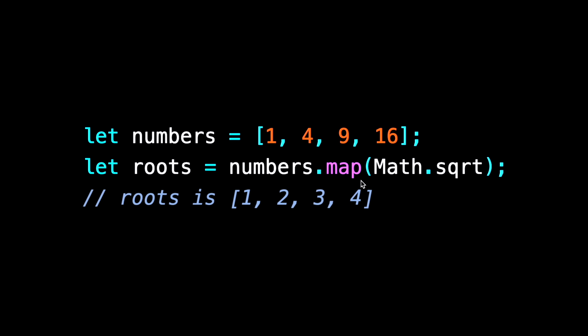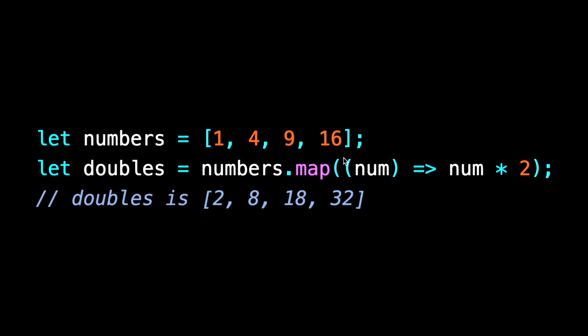The map method creates a new array with the results of calling a provided function on every element in the calling array. In this case, we are going to get the square root of every number in the array. So root is now 1, 2, 3, 4. You can also use a map with a function you define. So in this case, we pass in an arrow function that's going to multiply every number by 2.